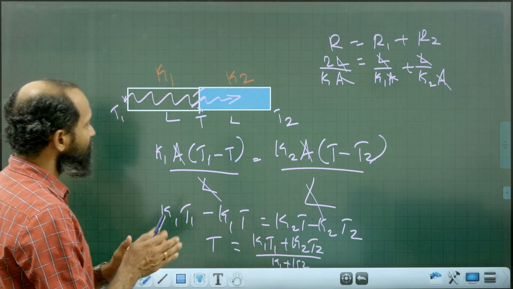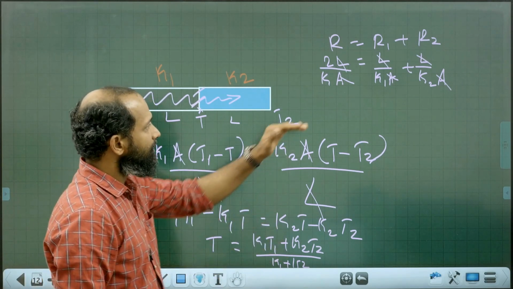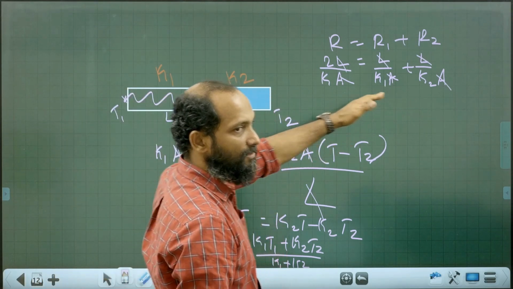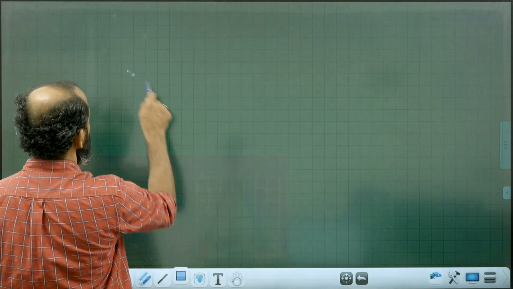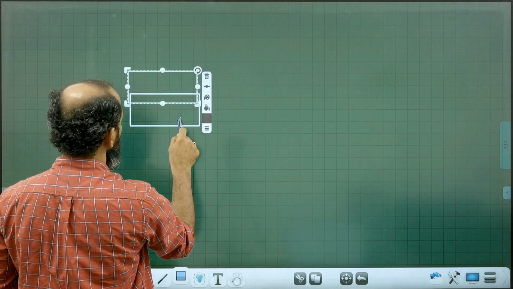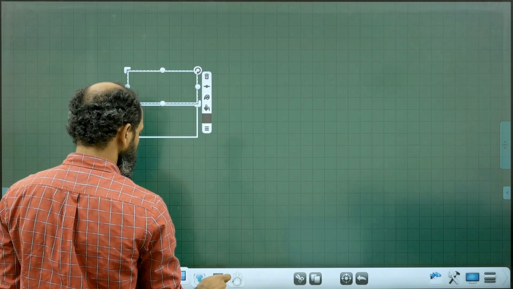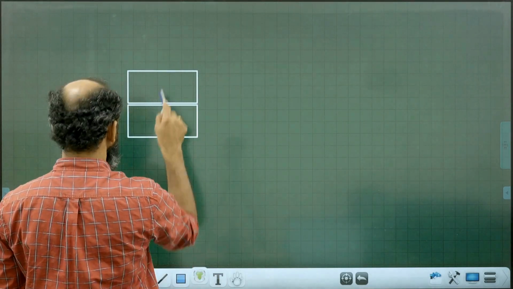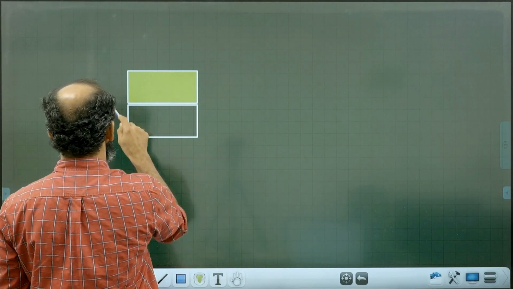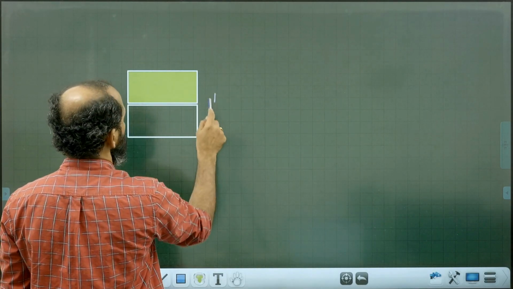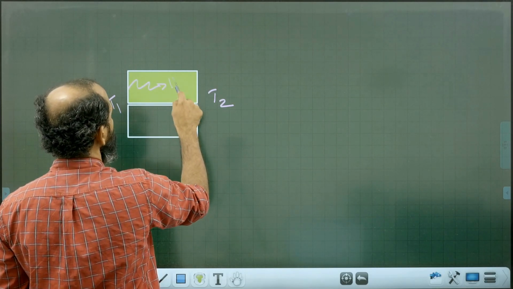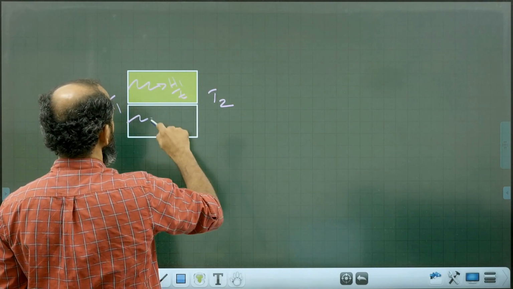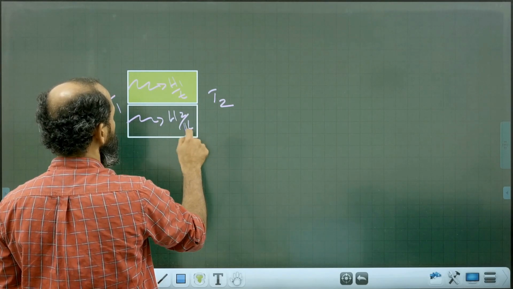So for slabs in series, the temperature of the junction as well as the equivalent conductivity. Now, if slabs are in parallel, side by side, both the slabs are kept side by side. Here temperature T1, temperature T2, then the rate of heat will be different: H1 by T through one, and through the other it is H2 by T.